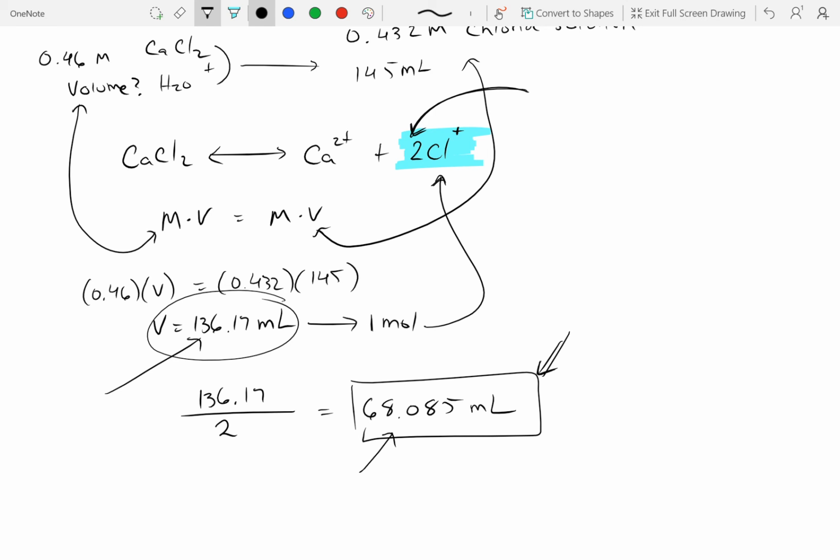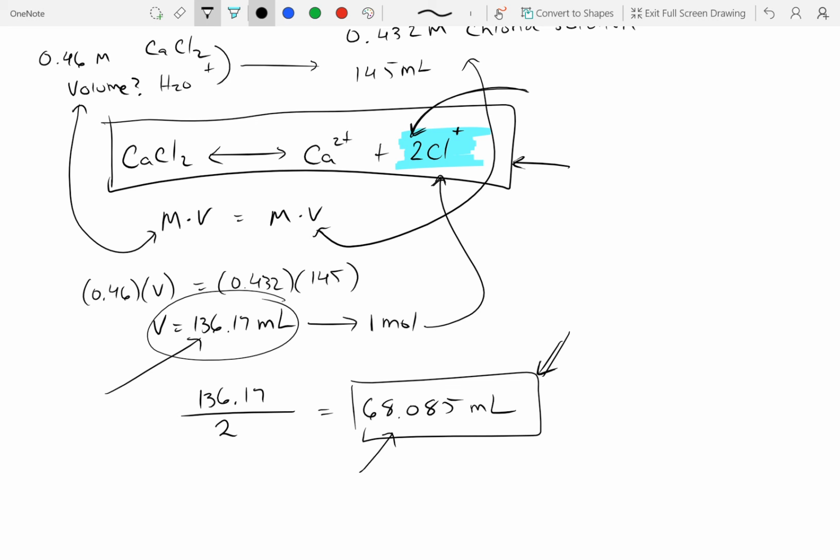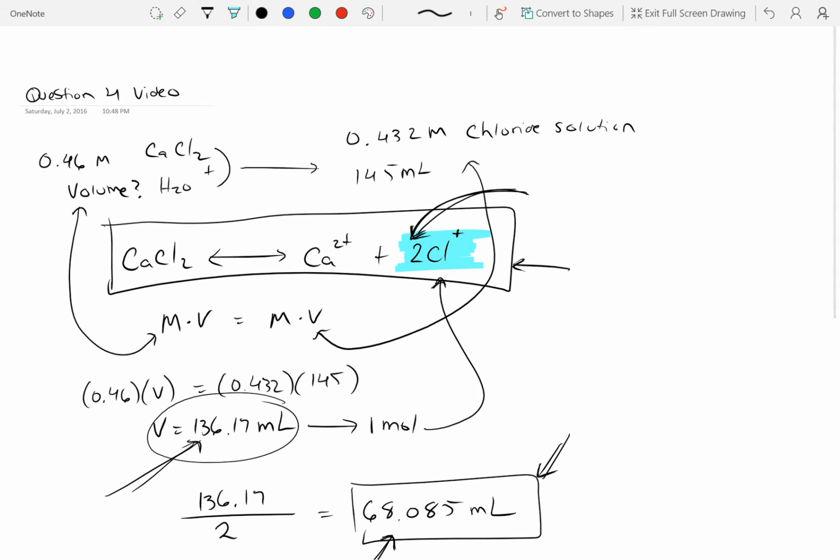Again, because of this whole rule right here, this equation is what we're solving for. Whenever I'm calculating a volume, it's calculating the volume for this whole equation. So if they're asking for the volume of calcium, because there's only an imaginary 1 coefficient right here, it would be this 136.17. But because there's 2 chlorines coming in, we're actually having to calculate for 2 instead of 1, and so we divide by 2 to get 68.085. Alright, good luck on this question. This one's confusing.